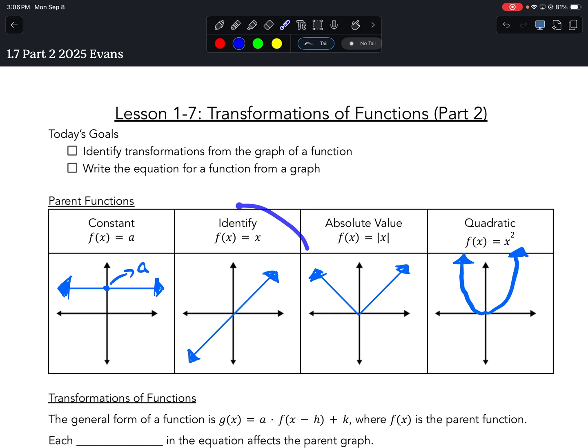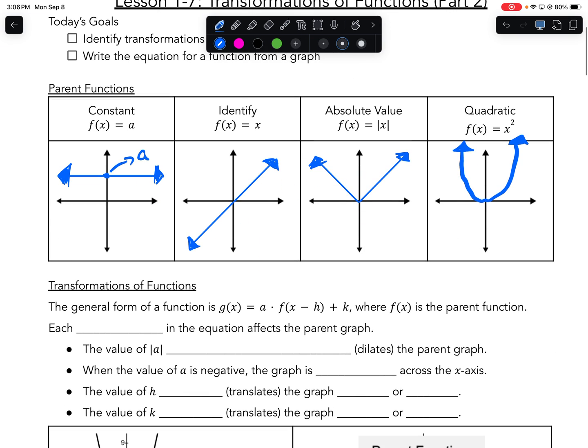If we're looking at this identity function right here, y equals x, what would the domain and range be? All reals, both. Just to remind you, interval notation would look like this: negative infinity to positive infinity for both domain and range.